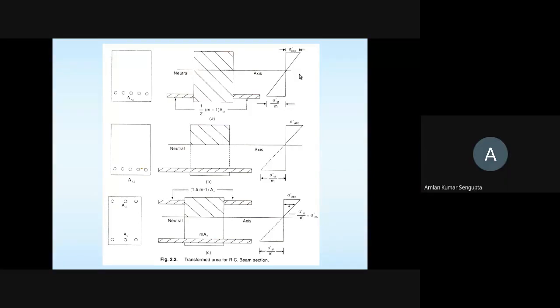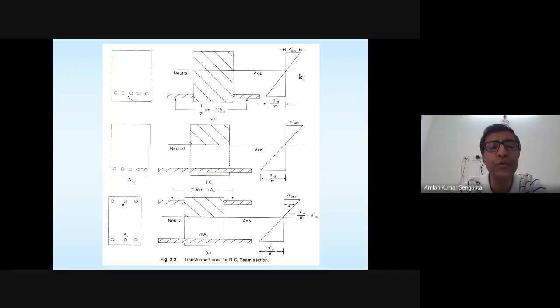See, you have to appreciate that the concept of modular ratio is empirical, especially because we are treating concrete as a linear elastic material. That's why all these factors like 1.5 times m are brought in to take care of the nonlinearity in concrete. Concrete is actually not a linear material, but we have simplified it to be a linear material. And hence, to take care of the long-term effects, these types of factors are brought in.